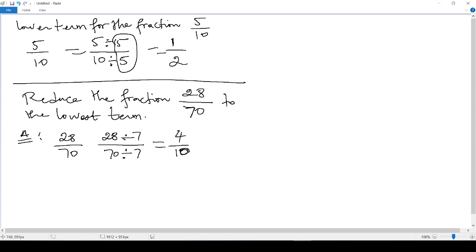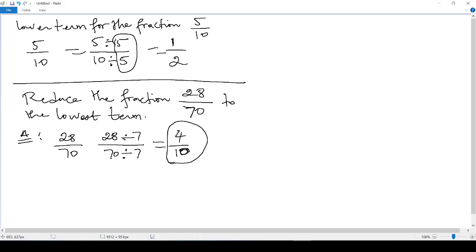Okay, so this is a lower term, but is it the lowest? Meaning, can we reduce our fraction 4 over 10 more? Each time you want to stop and say, this is my final answer, try to check if you can reduce more. If you can't, then this is your final answer. But if you can reduce more, then keep reducing until you can no more reduce. And then you will call it your lowest terms.